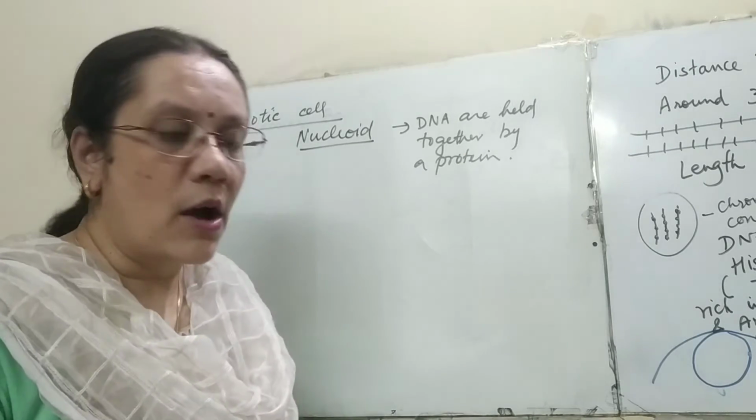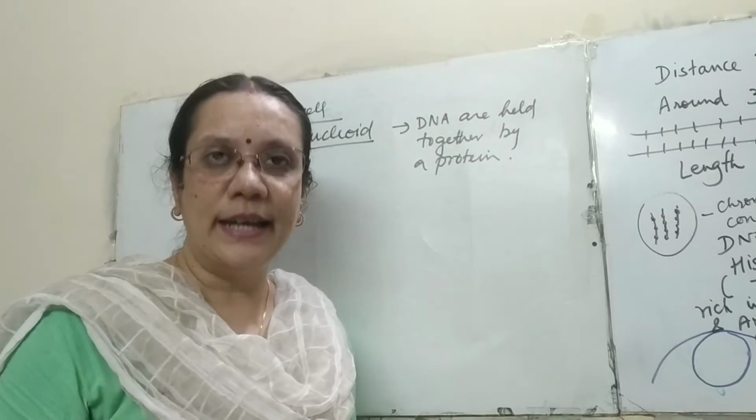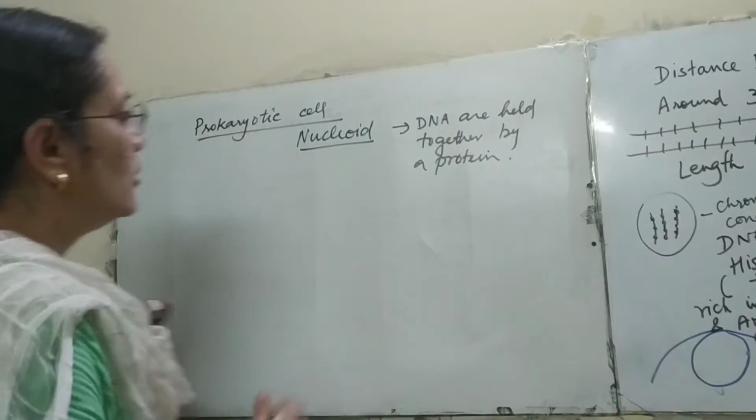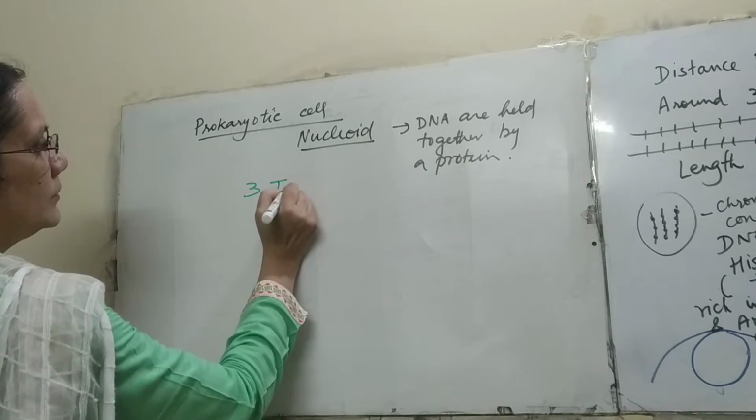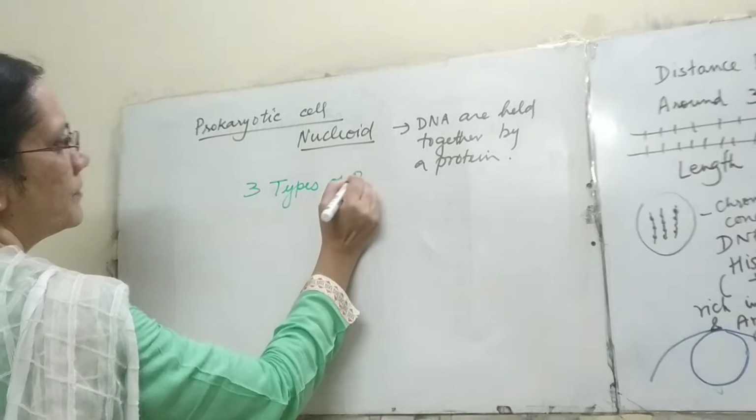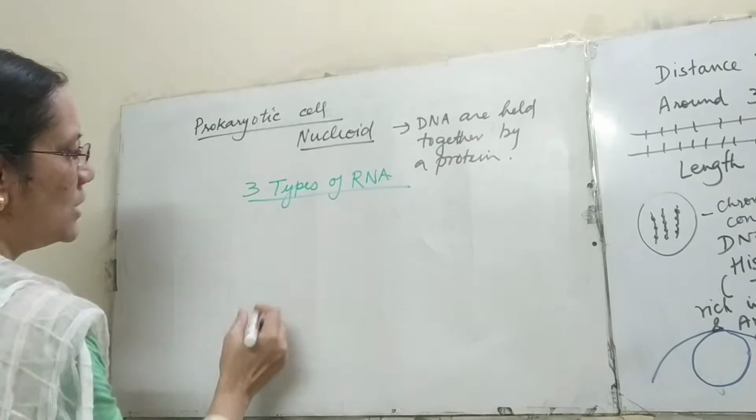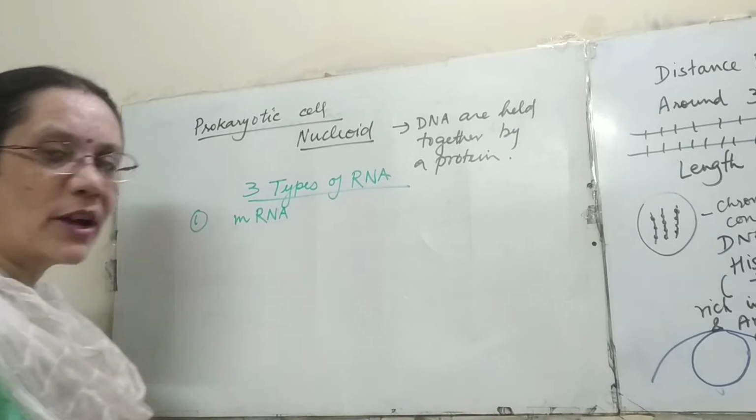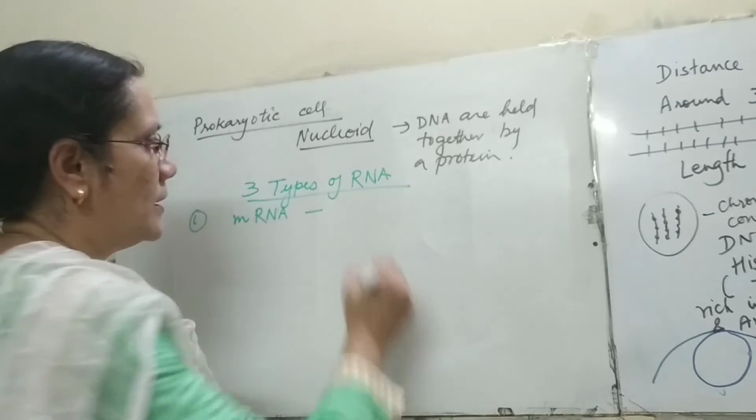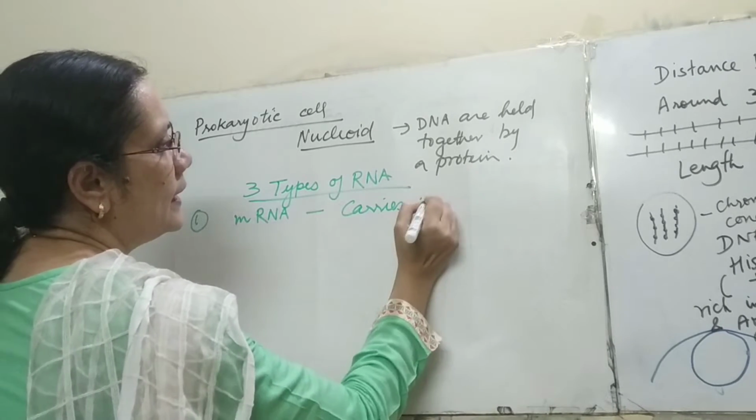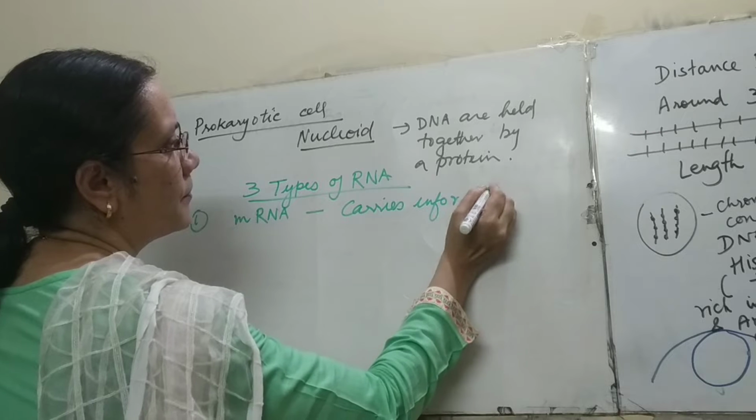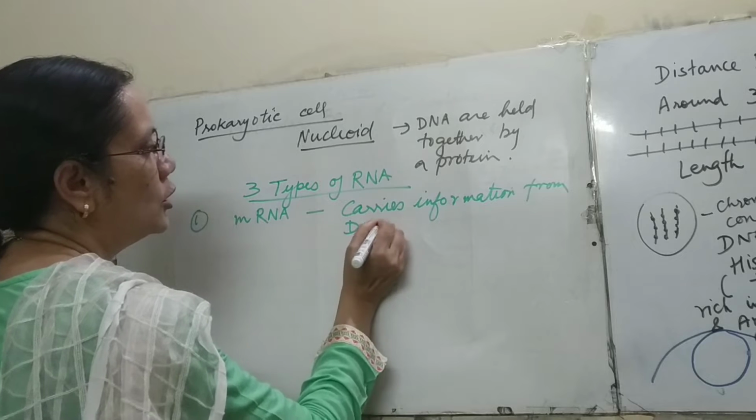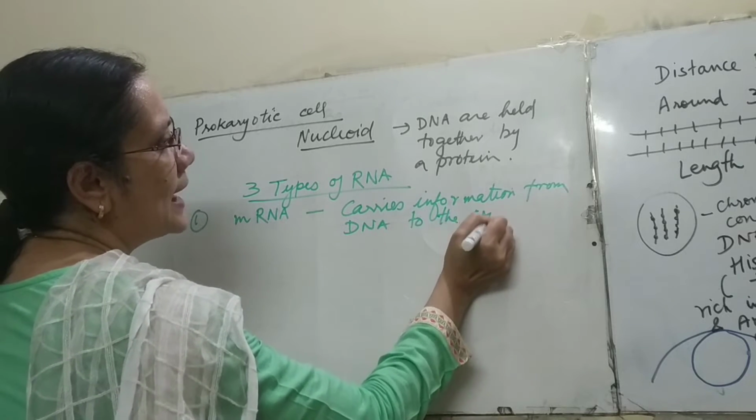Clear? Now after we have understood about the DNA structure, we also have to understand that there are RNAs. There are 3 types of RNA. What are the 3 RNAs? The first one is messenger RNA. What is the function? It carries information from DNA to the cytoplasm.